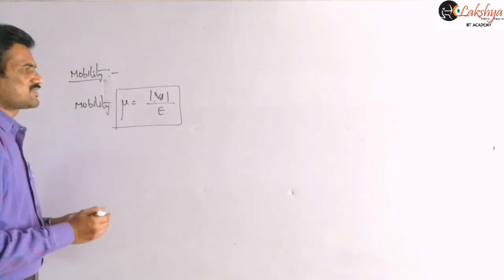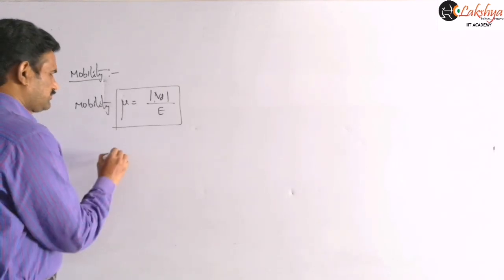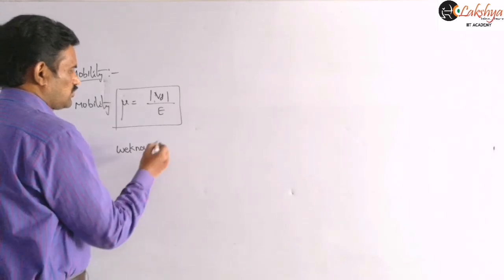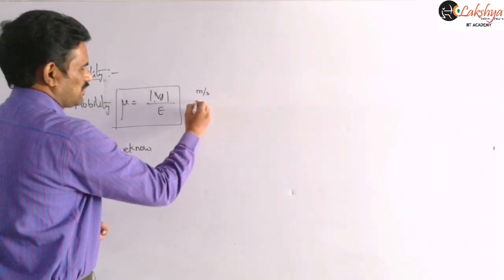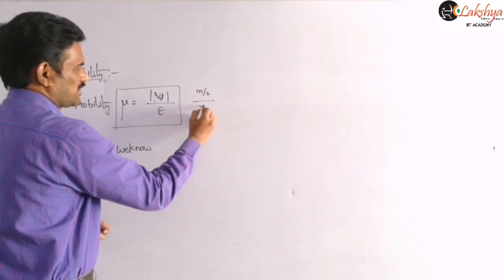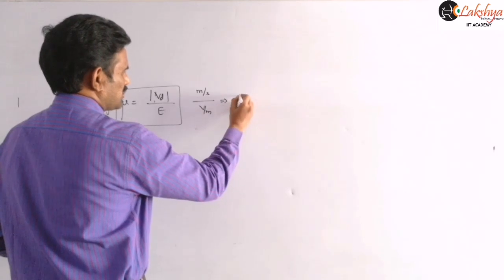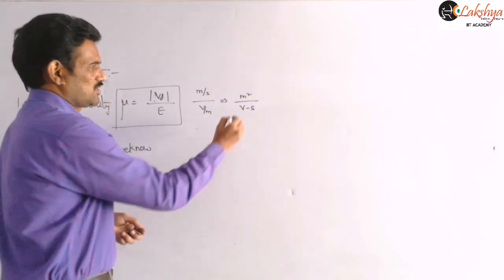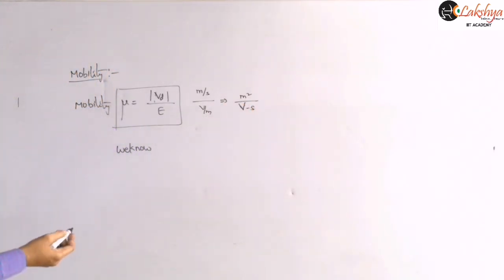Now we can substitute the drift velocity here. If you want to write the units, velocity is in meter per second and the electric field is in volt per meter. So I can express this as meter square per volt second. That is the unit of mobility.